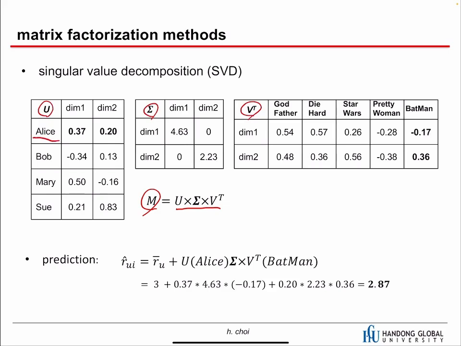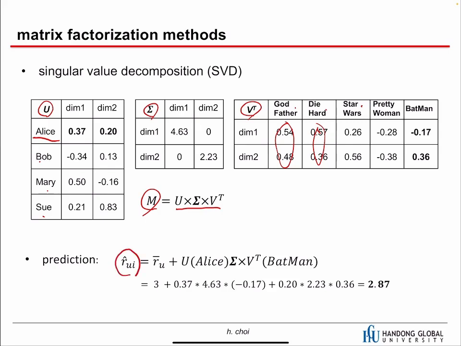Okay, then Alice can be represented in two-dimensional space, and Bob and Mary and Sue will be in the two-dimensional space. And The Godfather and Die Hard and Star Wars are also in the two-dimensional space. Okay, this is a vector, and vector, and vector, etc. Then how can we use this latent space to predict the label, to predict the rating?